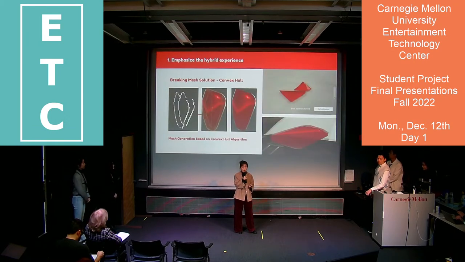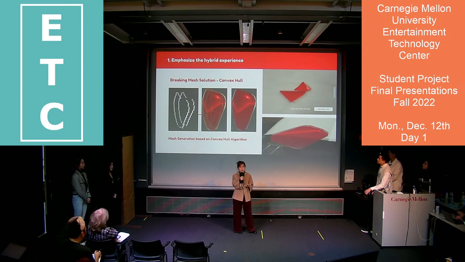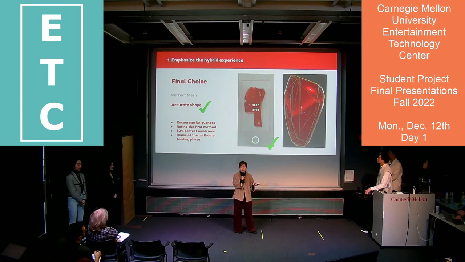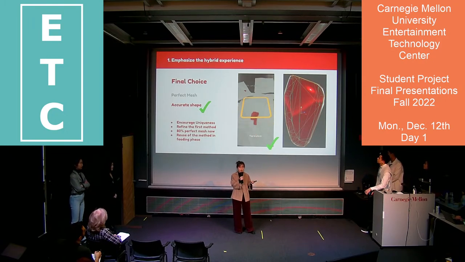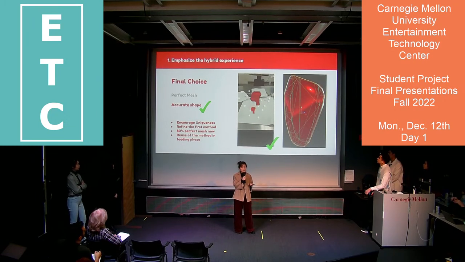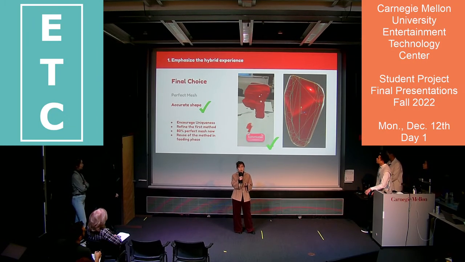To solve this problem, we came up with another solution based on the convex hull algorithm. This algorithm ensures the completeness of the mesh. However, the shape will look less similar to the physical Jello. So we have to make a choice. Do we really want a perfect mesh, or can we accept an accurate shape, but maybe not that perfect? We finally chose the accurate shape to ensure the uniqueness of each monster's body.